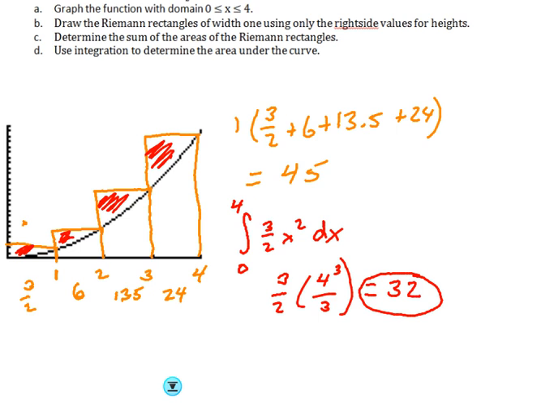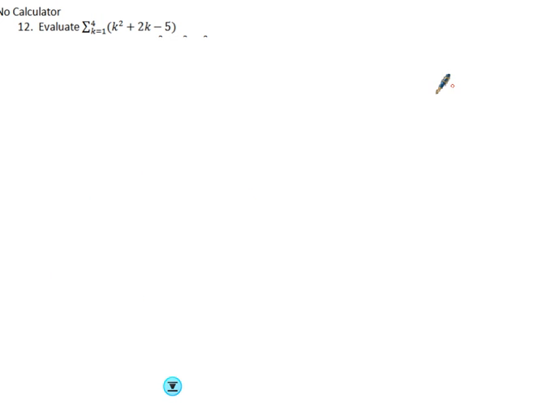Alright, going to the non-calculator part on number 12. So we're going to figure out the summation as k goes from 1 to 4 of k squared plus 2k minus 5. So first thing you want to do is try to figure out what all these partial values are. So if k is 1, you substitute 1 in there, you got 1 squared plus 2 times 1 minus 5, you end up with negative 2.